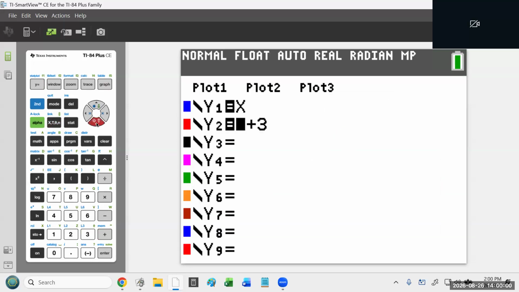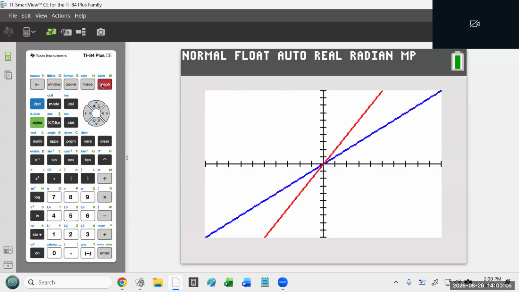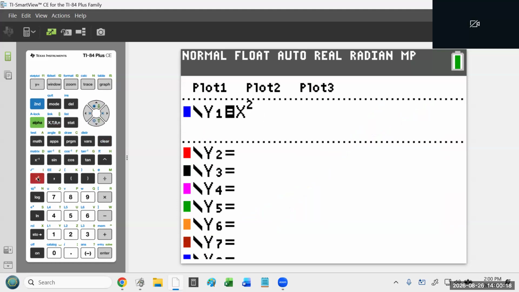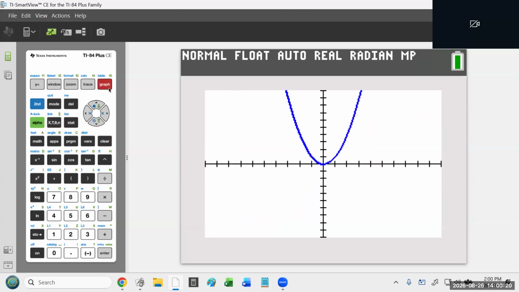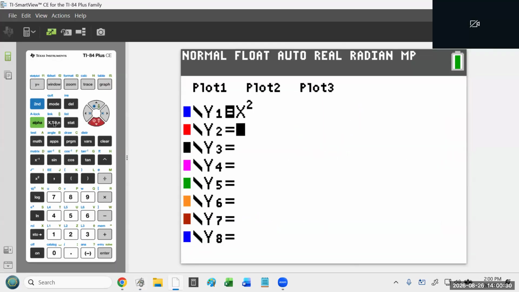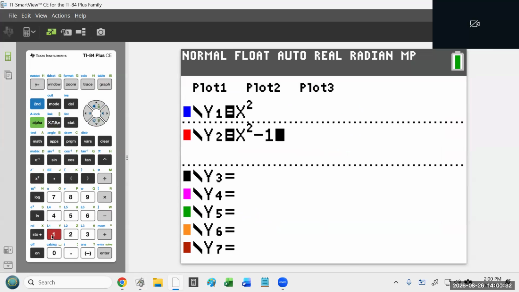And I could have also done something like 2x, and now I get something that's a bit steeper. It's going up twice as fast. Again, the blue is the parent function, the red is the transformed. And there's lots of different parent functions out there. In Algebra 2, a really common one is x squared. Okay, that looks like this. And again, if I wanted to transform it, which is actually the first problem we're going to look at, x squared minus 1, the first problem we're going to look at today is x squared minus 1.